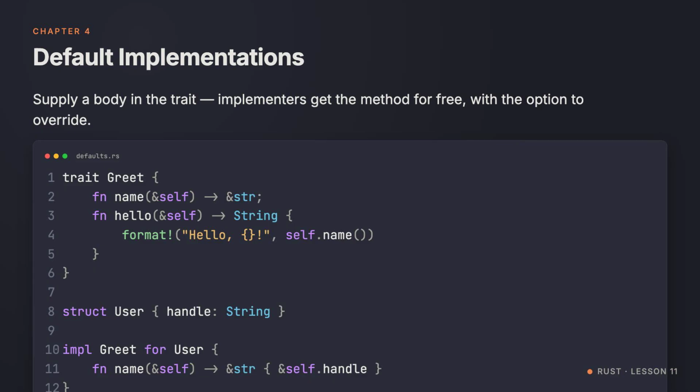This pattern is pervasive in Rust's standard library. Iterator, for instance, has one required method, next, and dozens of default methods built on top of it: map, filter, take, sum, collect, and so on. Implement next, and all of those come for free. You can still override any of them if a type has a specialized implementation that's faster, but you don't have to.